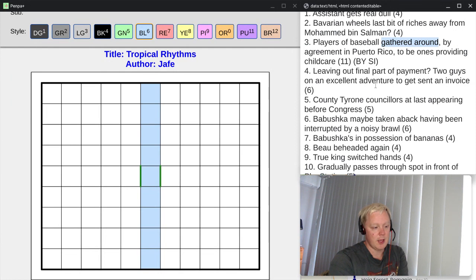around it. Now, players of baseball, one type of baseball player is the batter. And if we put batters around by and C, we get babysitters who are ones providing childcare. And now what I'm going to do is once I've solved a clue, I'm going to remove the clue and just leave the answer there, because we're going to have to keep track of answers that we've solved but haven't put in the grid yet.